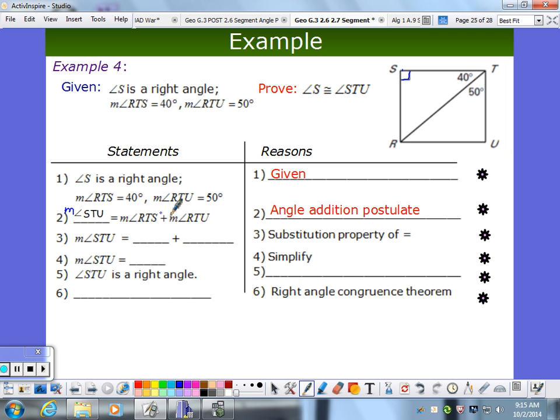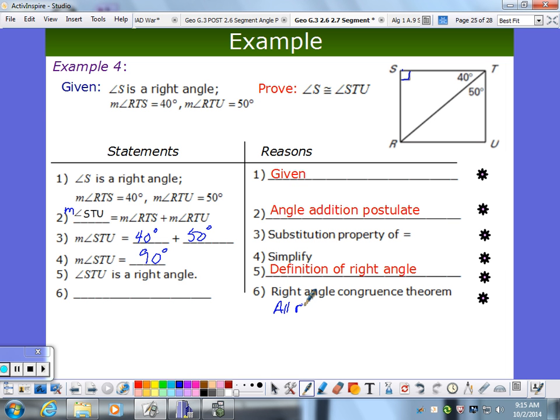So this measure is the measure of these two by the angle addition postulate, and then we're going to use the substitution property to put in the 40 degrees and the 50 degrees. It's just broken down a little bit more. It's actually okay the way we did it. I'm going to add those together. So the measure of angle STU is 90 degrees. That means STU is a right angle, because if its measure is 90 degrees, it is a right angle. That's the definition of a right angle. And now I'm going to say that something's congruent by the right angle congruence theorem.